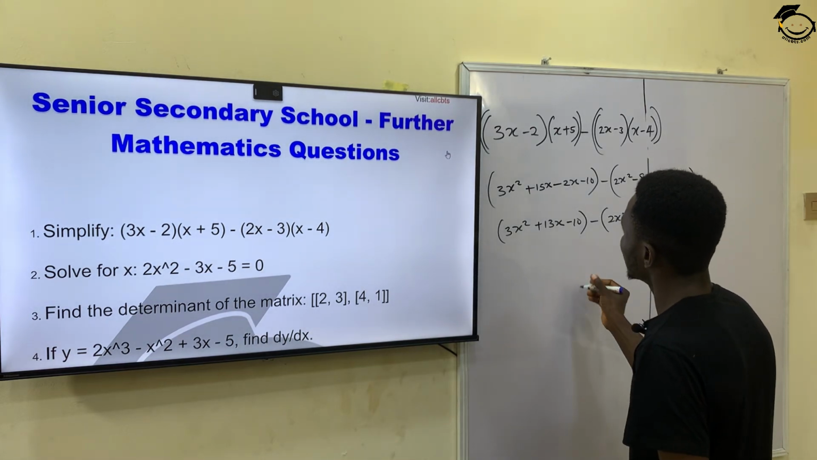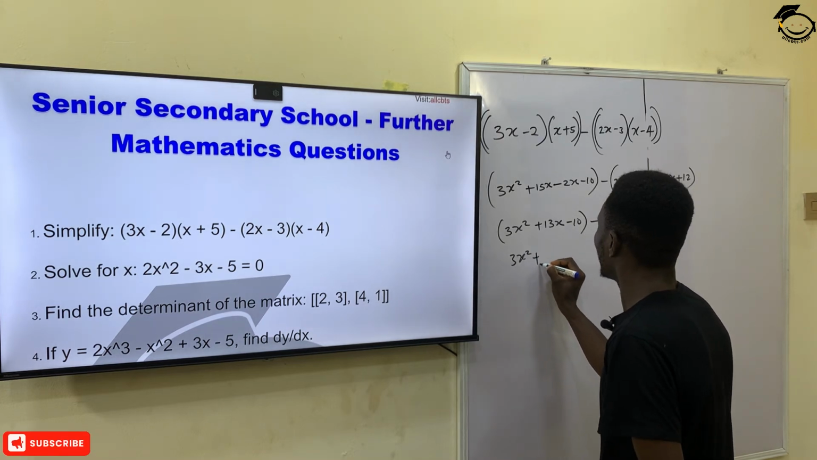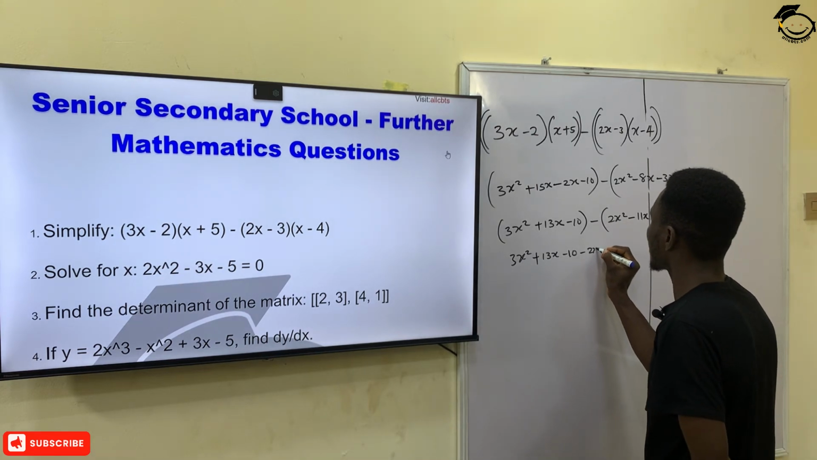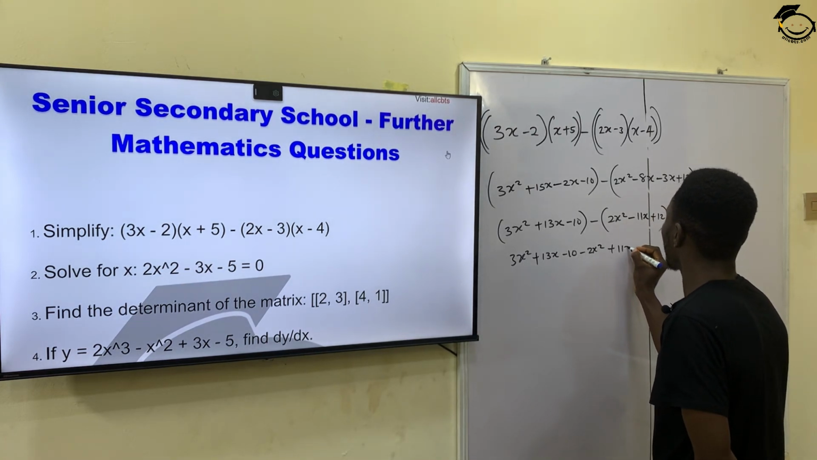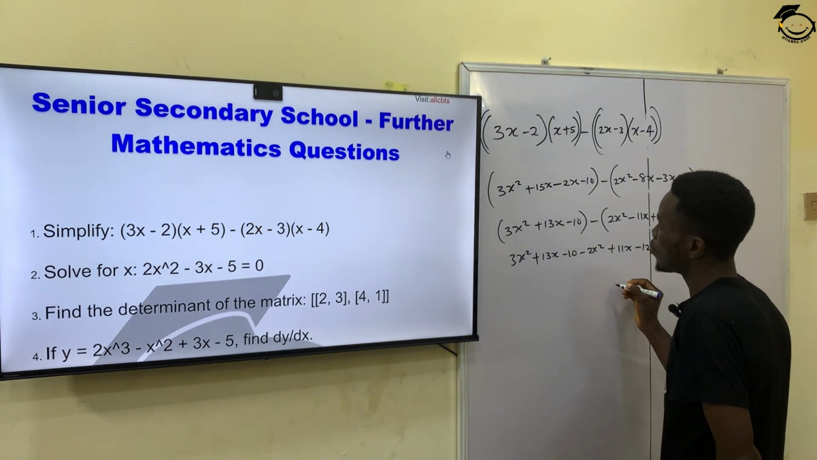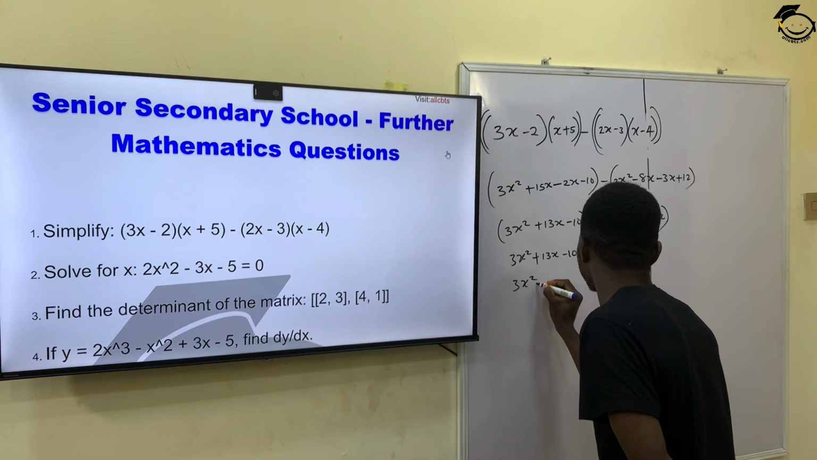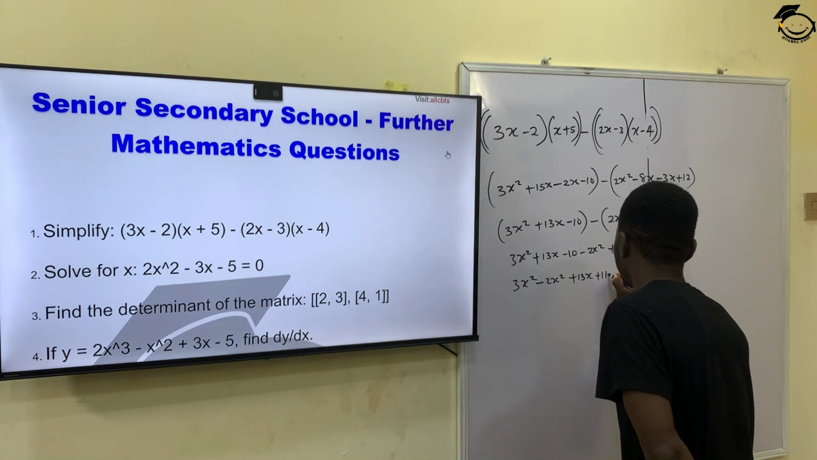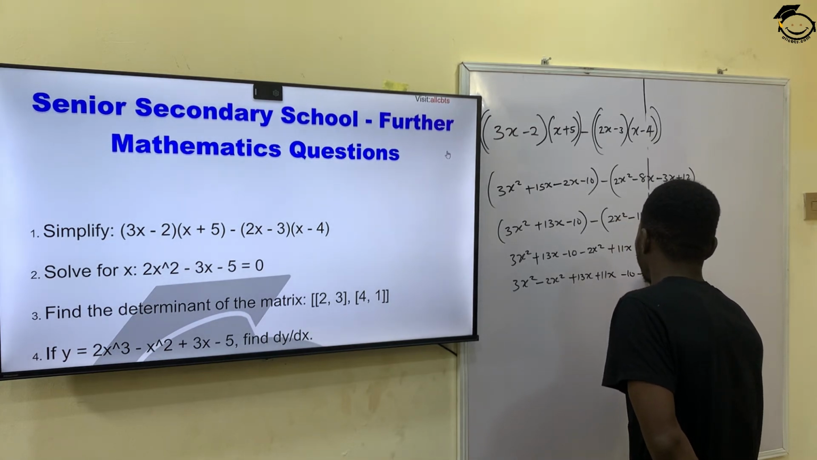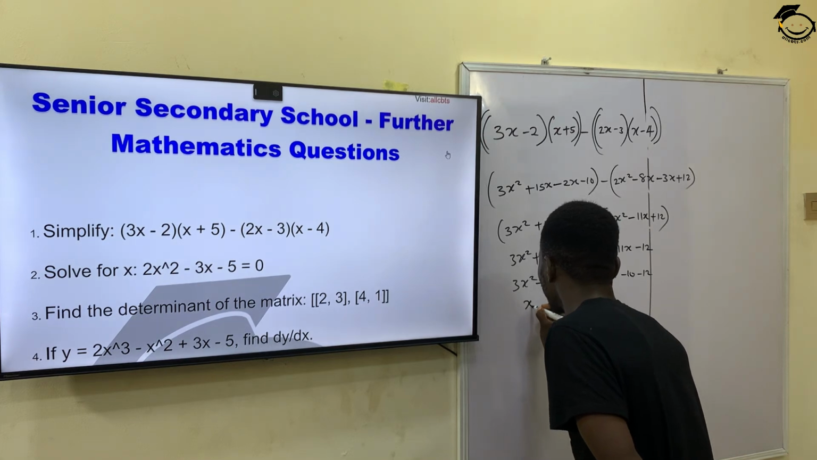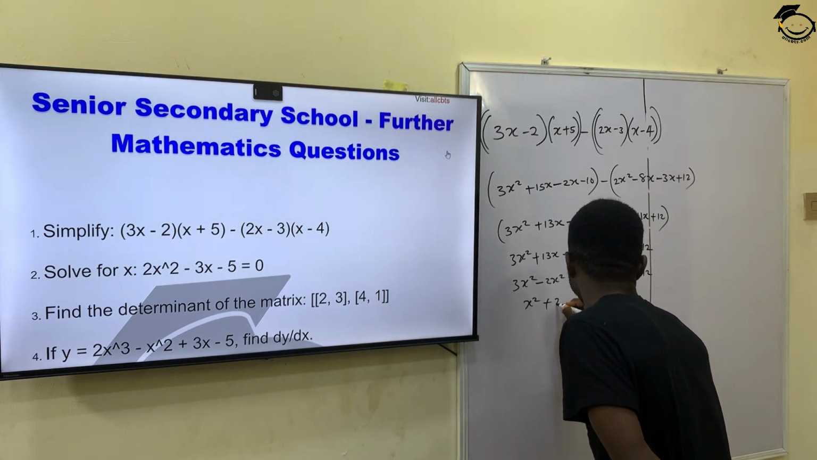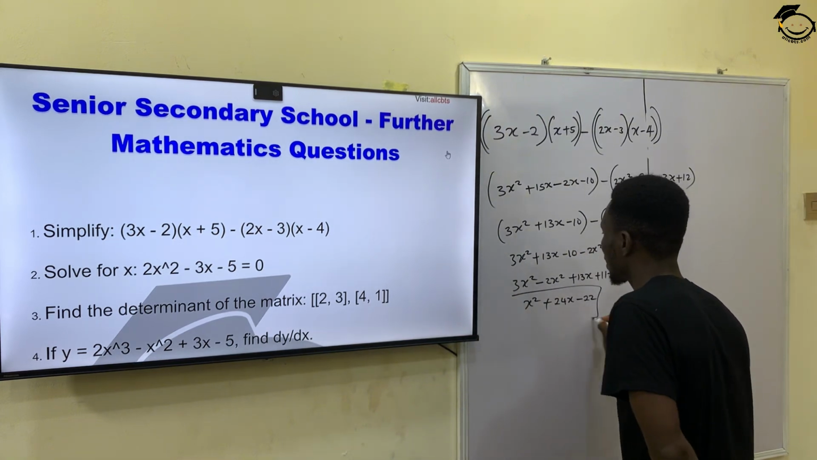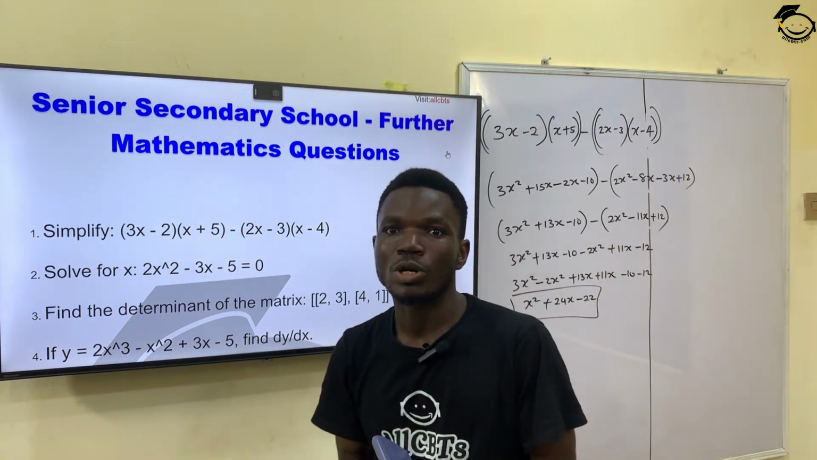So I will open the brackets. So I'll have 3x squared plus 13x minus 10. Use this minus to open this bracket. I'll have minus 2x squared plus 11x minus 12. So I will group them. That will give me 3x squared minus 2x squared plus 13x plus 11x minus 10 minus 12. So this will give me x squared plus 24x minus 22. So this is our final answer to question number 1.